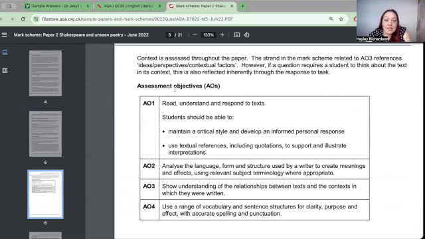So these are our assessment objectives. So AO4, assessment objective, that's what the AO stands for: use a range of vocabulary and sentence structures for clarity, purpose, and effect with accurate spelling and punctuation. Show understanding of the relationships between texts and the contexts in which they were written. Analyze the language, form, and structure used by a writer to create meanings and effects using relevant subject terminology where appropriate. And read, understand, and respond to text. Students should be able to maintain a critical style and develop an informed personal response.